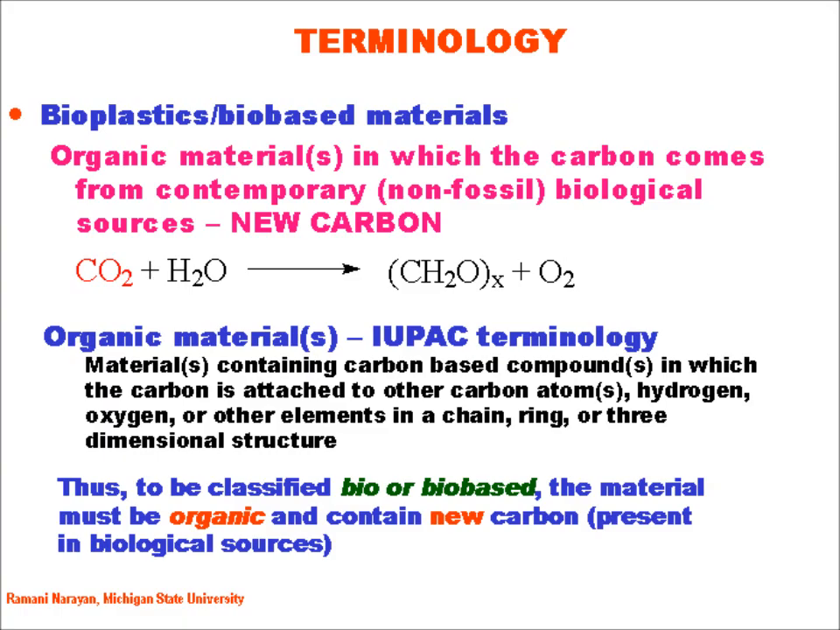All right. So the terminology then becomes very simple. A bioplastic or a bio-based material is an organic material in which the carbon comes from new carbon. So basically a bio-based product has new carbon. It must also be an organic material. So remember, we are not talking about inorganic material.